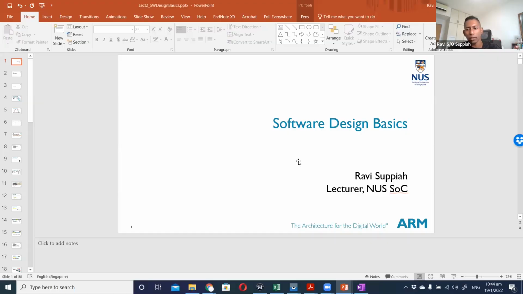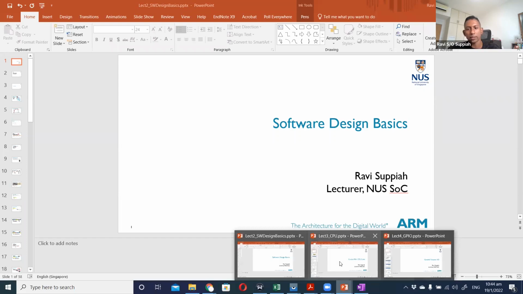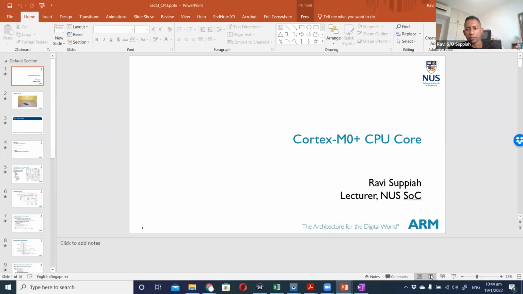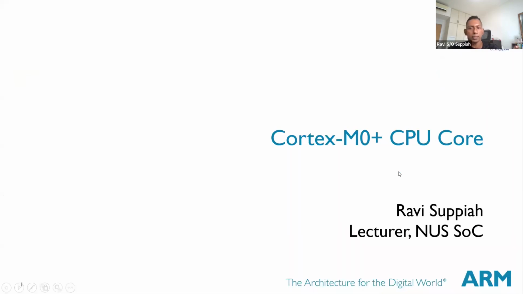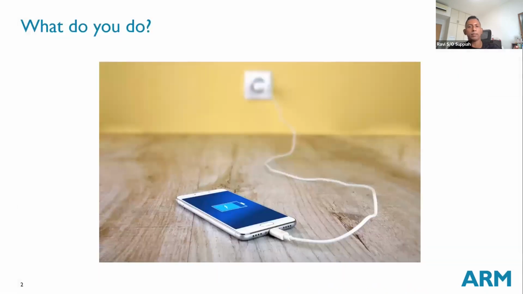Okay, so before I go for a break, I just want to do this one activity first. The next chapter is on the Cortex M0 Plus CPU core. But before we start, I have this one activity that I want to discuss with you. And this is important, just to understand why, in the context of the lab.